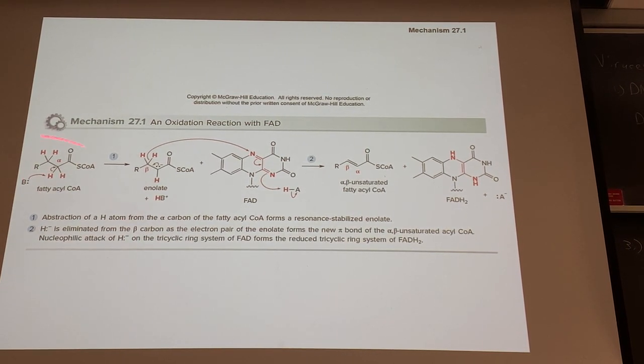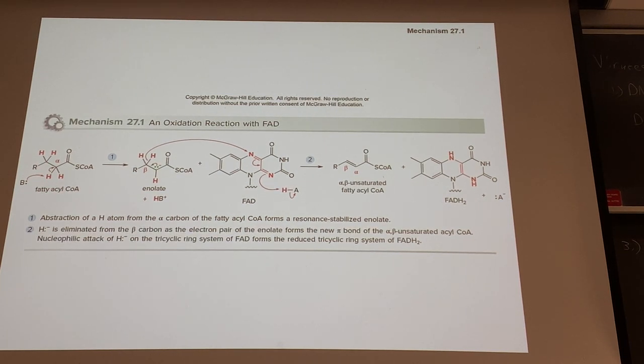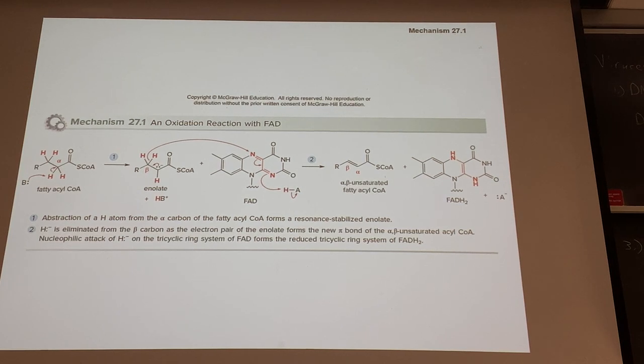So what happens is a fatty acyl coenzyme A derivative is going to first be deprotonated by a base inside the active site of the enzyme. Remember, I told you this is easier than it would be with esters or amides. That alpha hydrogen of a thioester is more acidic than the alpha hydrogen of an ester or an amide. So in the active site of an enzyme, we're able to make an enolate of a thioester. And then that enolate of a thioester is going to eliminate out hydride.